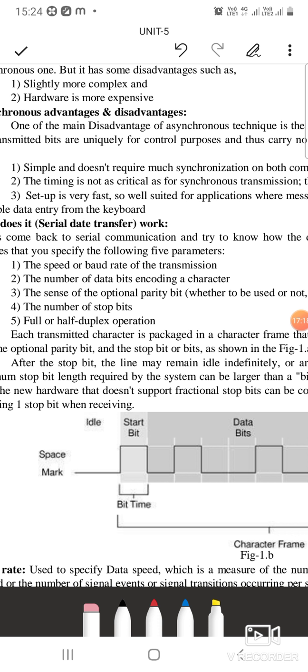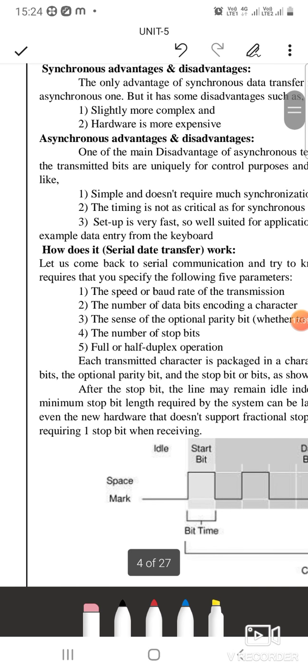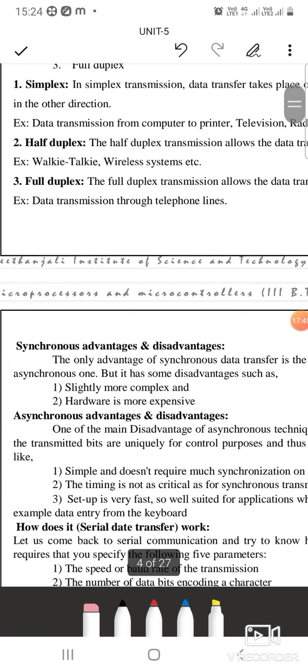Timing is very critical. If you miss the clock signal, you are going to lose the data, right? But here the timing is not so critical, as it is for synchronous communication. And it is well suited for applications. It is also quickly set up. And these are the advantages and disadvantages of synchronous and asynchronous communications.